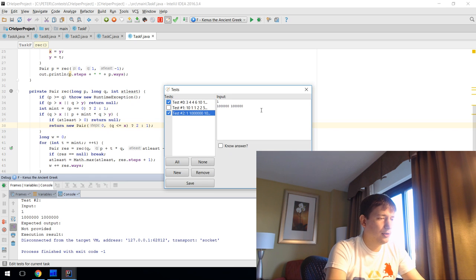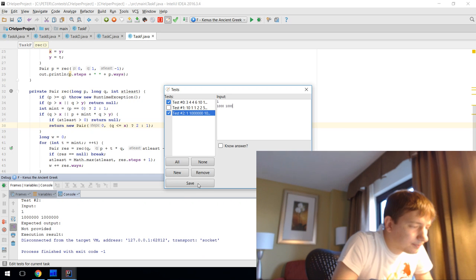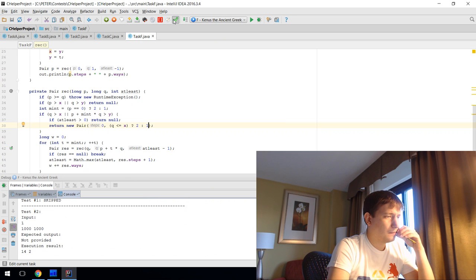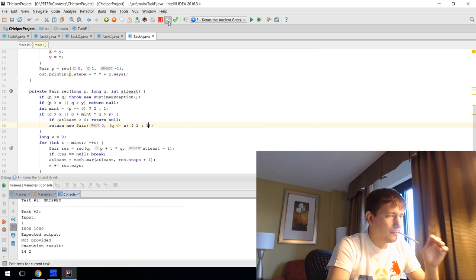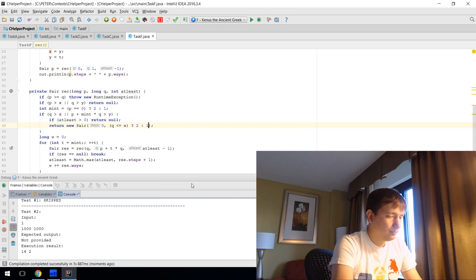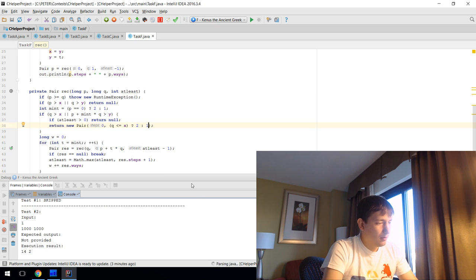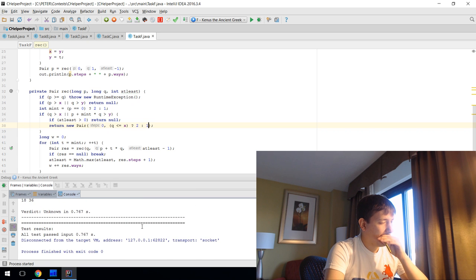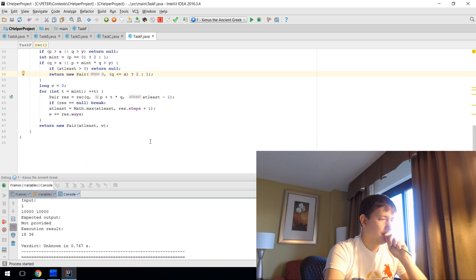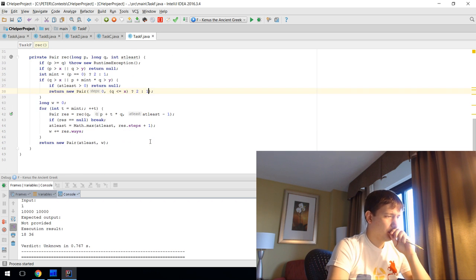Okay, let's start with 1000. The answer in valid case is 14.2. Okay, what if we make 10,000? The answer is small. 36. Why does it take a second to get 36? No, it cannot take a second to get 36. Something is broken.